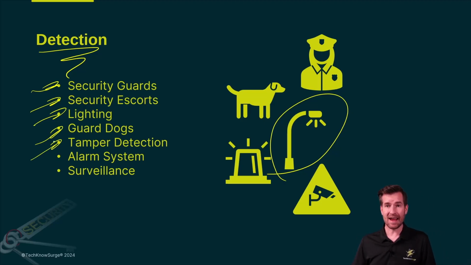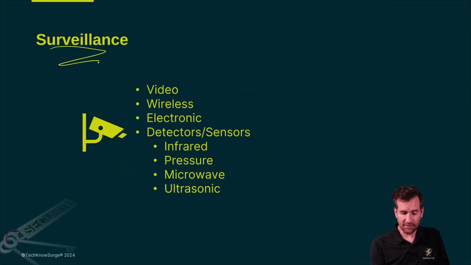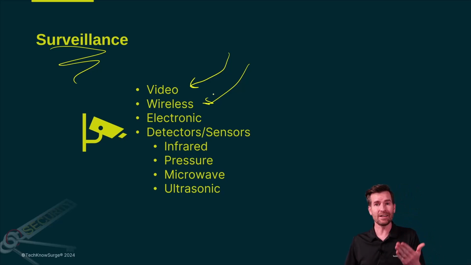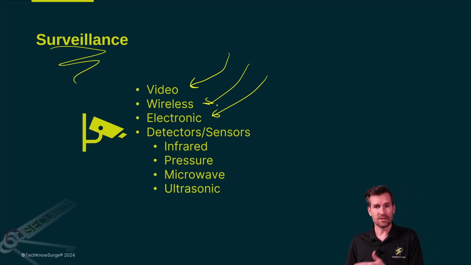There are things like tamper detection, that if something were to be tampered with, then it would set off some sort of signal or be evident that it's been tampered with. You have things like alarm systems and surveillance systems. There's also lots of different types of surveillance, whether it be video cameras doing video surveillance, or maybe it's some sort of surveillance around the wireless system, seeing if there's stray wireless signals that aren't supposed to be there, or electronic surveillance. There's different types of electronic switches and different types of electronic surveillance that we can put in place.